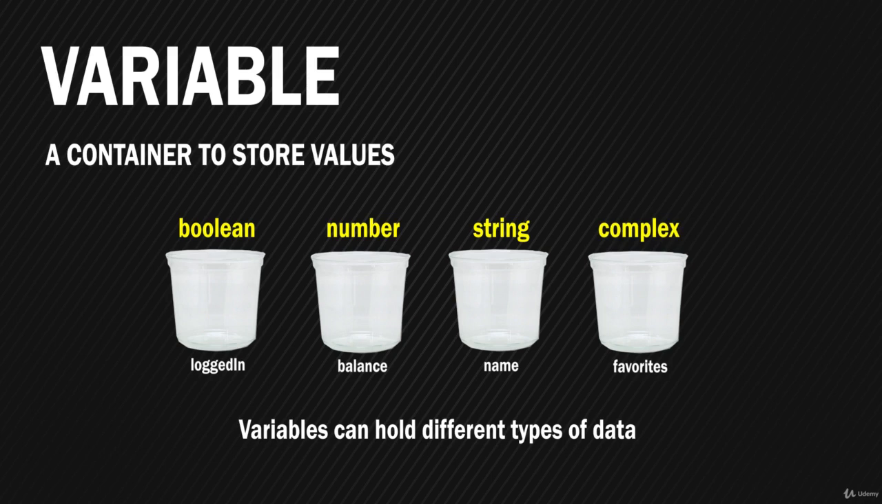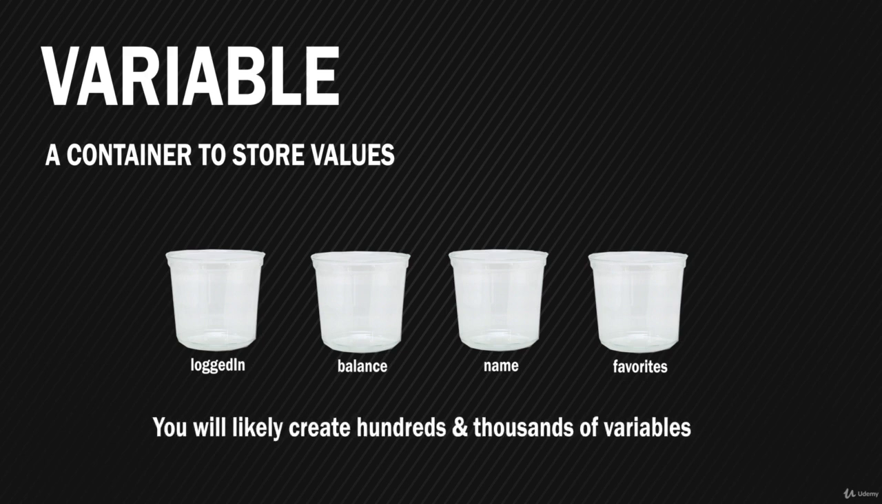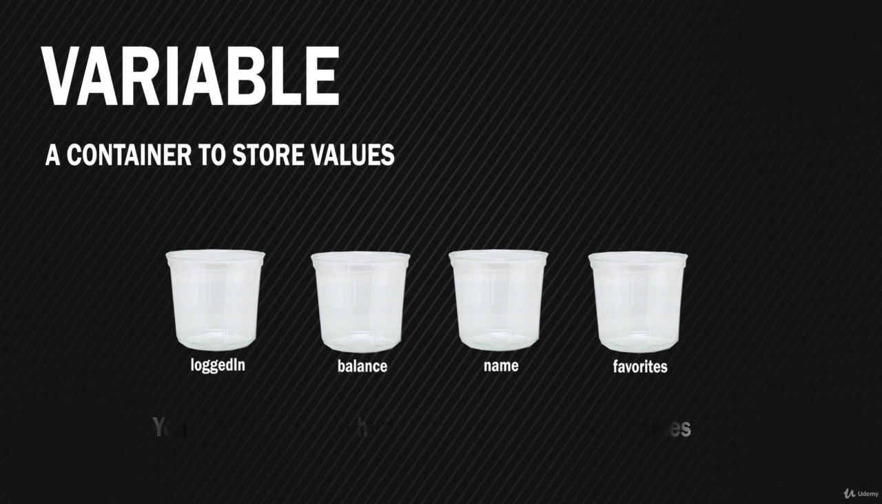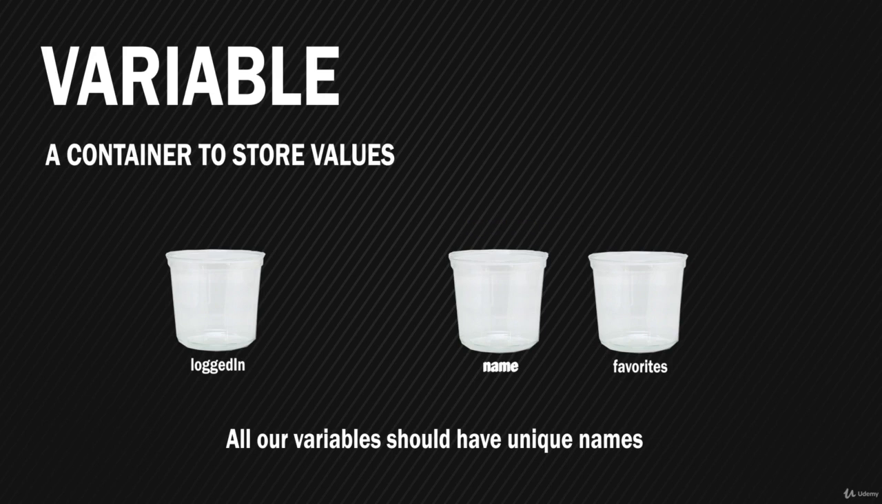It's actually an array. And in our programming career, in any application you build, you're probably going to have hundreds and thousands of variables that you create in your code. That's why it's worthwhile having a whole section on them so you deeply understand them. Another thing that's interesting here is all our variables have unique names. It would be very confusing if balance somehow became name. That just doesn't make sense.